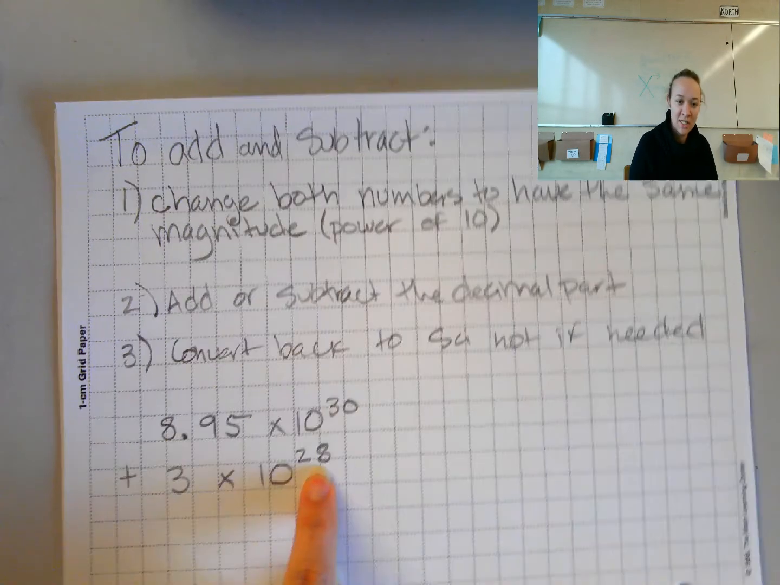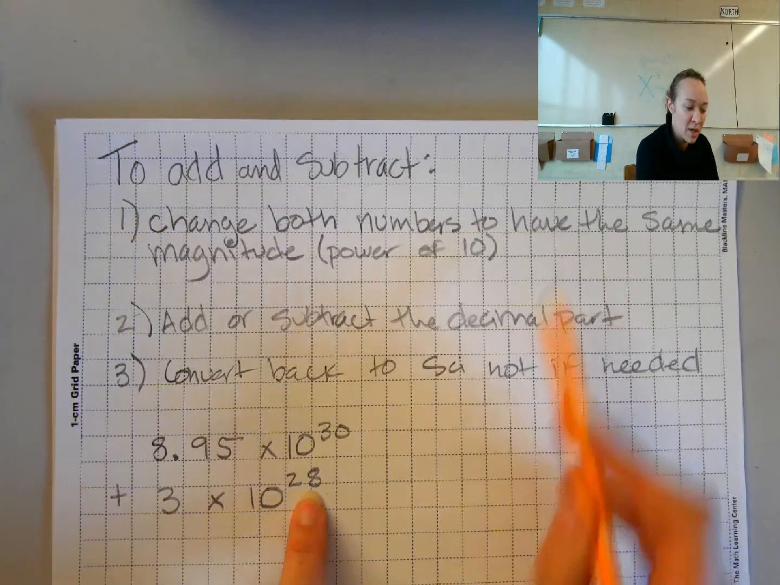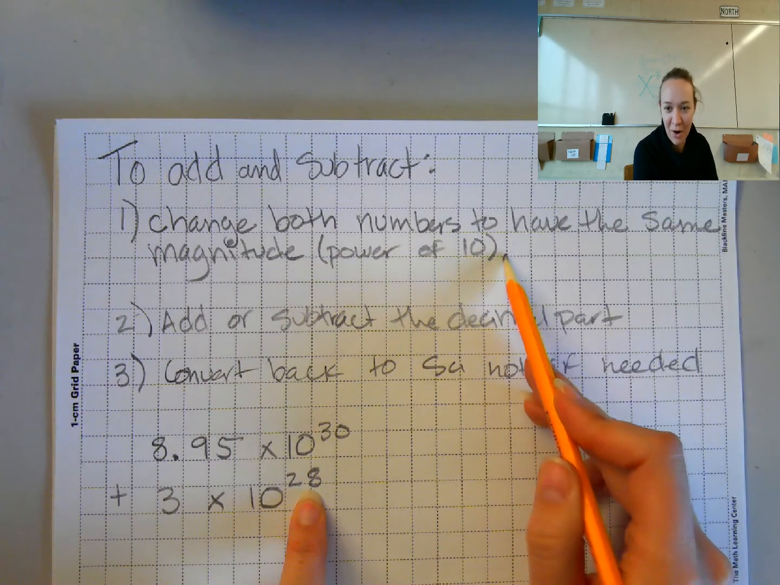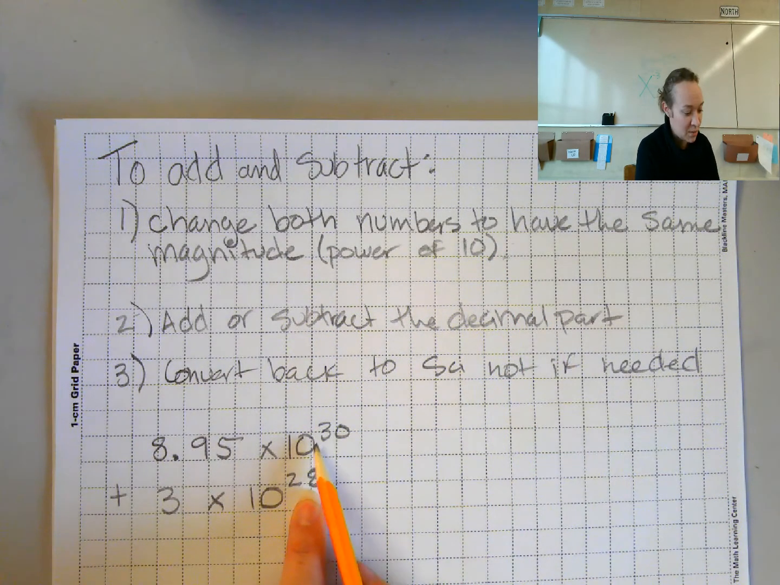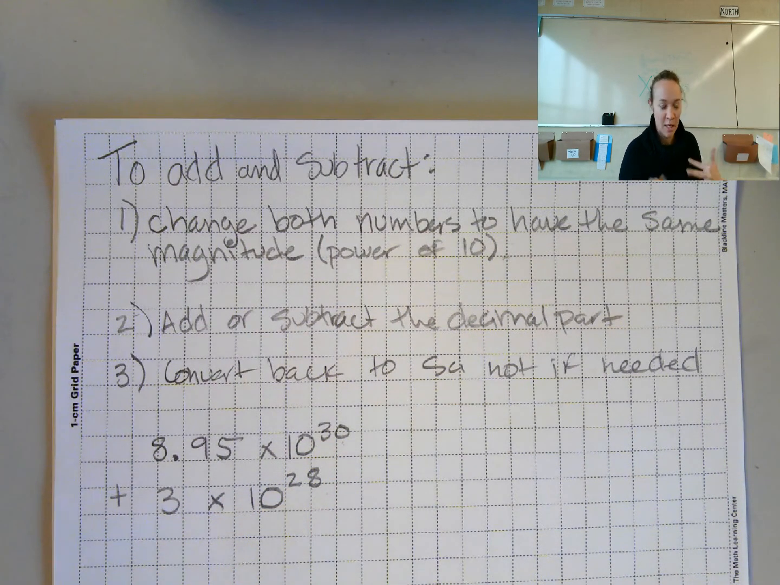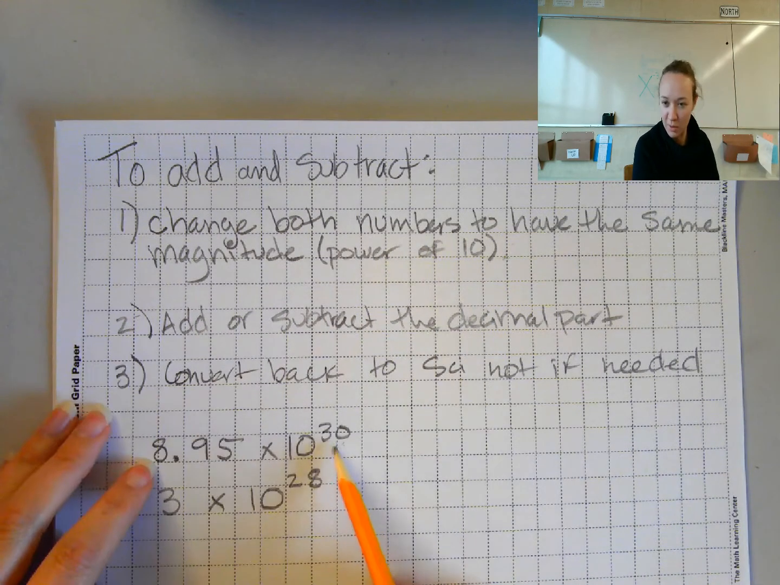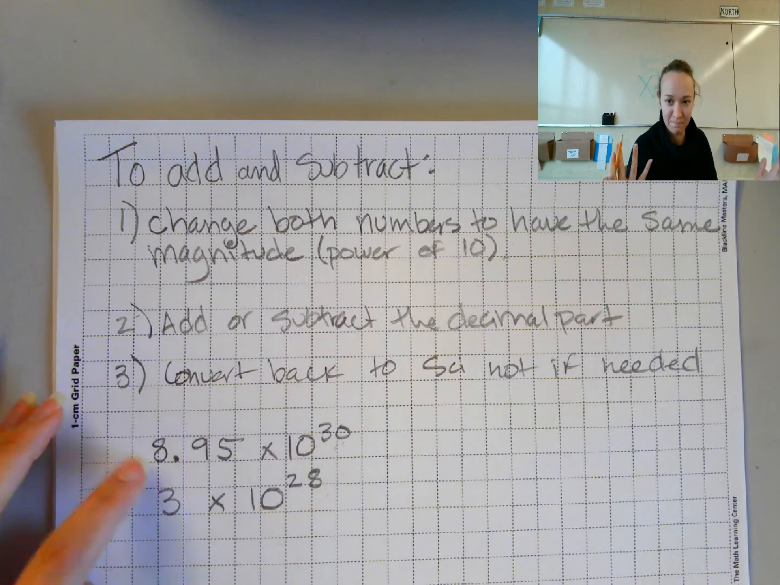So my first task is I need to change them both to have the same magnitude, the same power of 10. And so I need to pick. I either am going to change them to both be a power of 30, or I'm going to change them to both be to the power of 28. Either way is fine. I think they're both equally confusing. So we'll just go with one or the other. I'm going to pick to change them both to be the power of 30, just because.